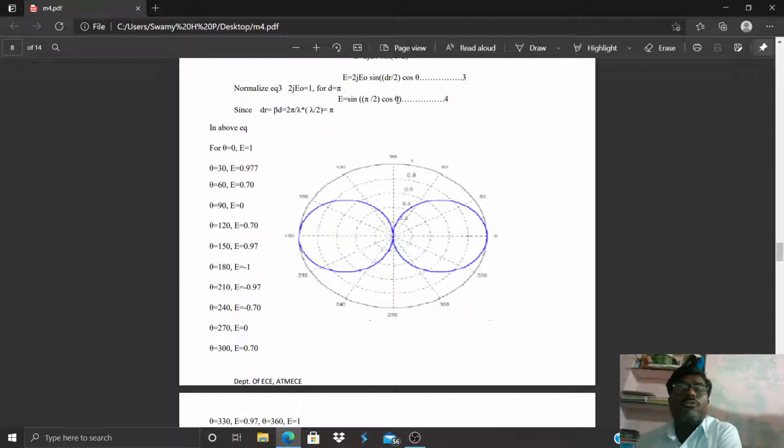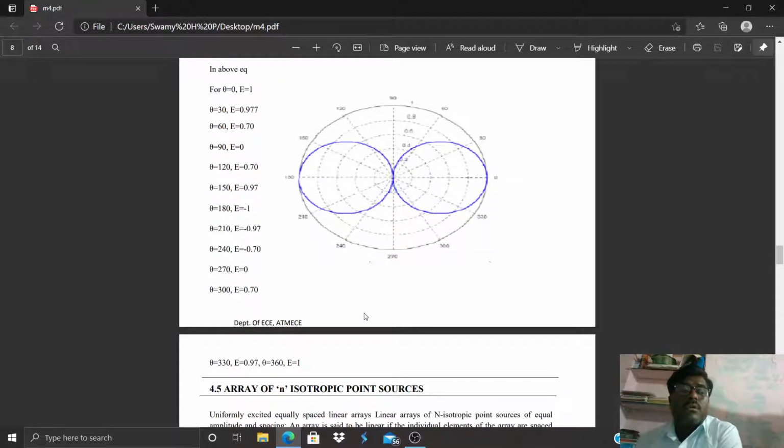Here you change the value of theta. For theta is equal to 0, you will get E is equal to 1. Theta is equal to 30 degrees, E is equal to 0.977. Theta is equal to 60 degrees, E is equal to 0.700. Like that, up to different values, up to theta is equal to 300 degrees, you will get E is equal to 0.70. So, roughly, approximately, you draw the field pattern like this. This is how you are going to get the field pattern.